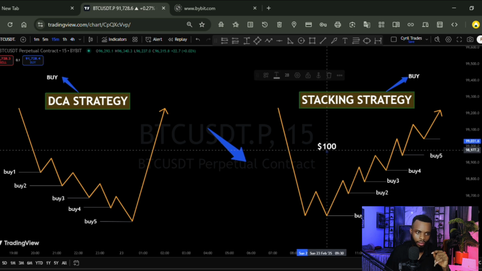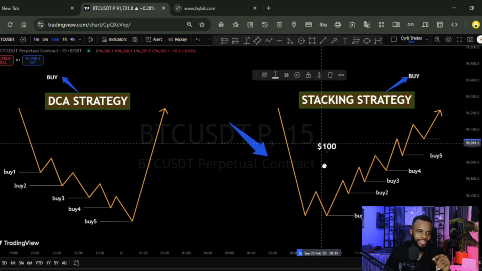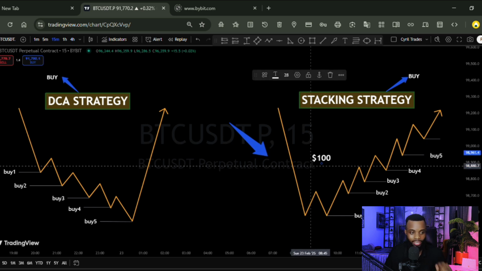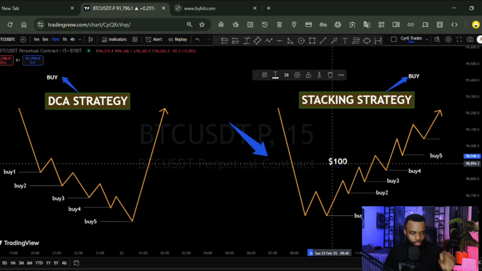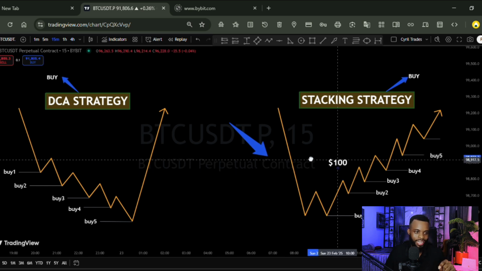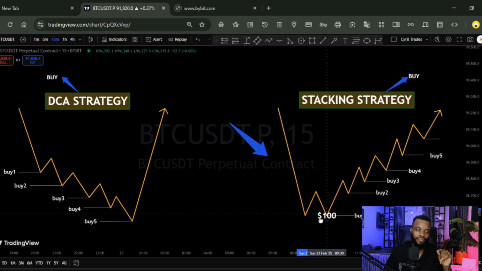Let's say you want to start trading with this $100. What do you do here? You enter with the whole of this $100 because this is your risk. Once you have done your analysis, you want to risk $100. You don't need to divide this $100 into 5. What you need to do here is enter with the whole of this $100 at this spot, at this demand level.